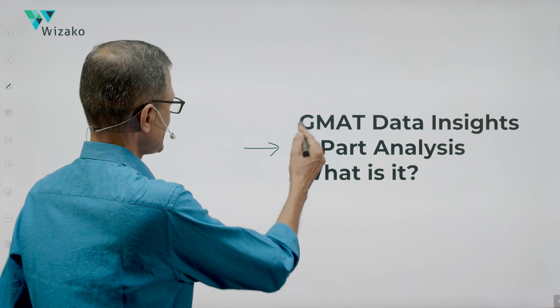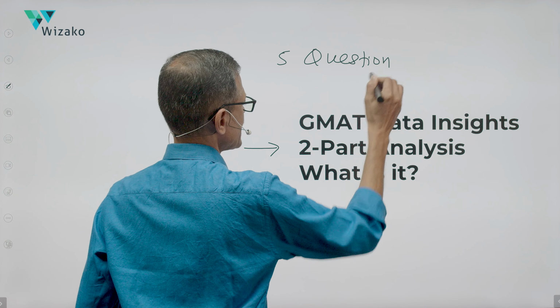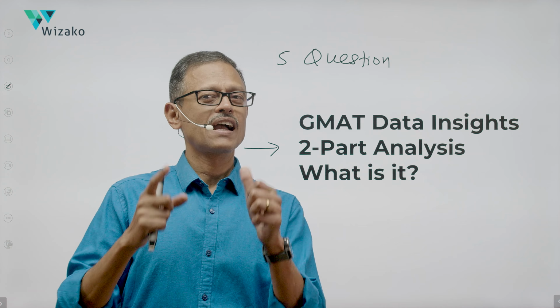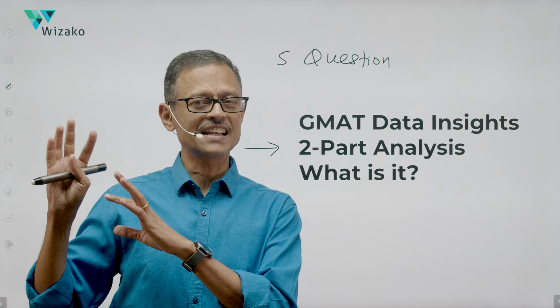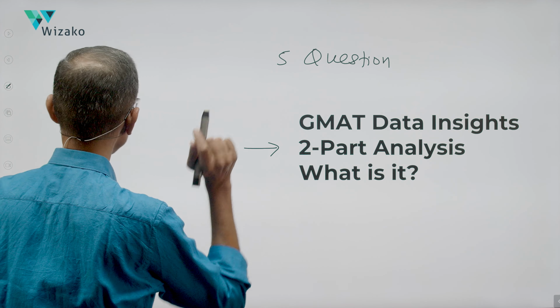Let's get started. Data Insights has five question types: table analysis, two-part analysis, graphical interpretation, multi-source reasoning, and data sufficiency, which used to be a part of the quantitative reasoning section in the classic edition. Now it's a part of the DI section. Without much ado, let's get into two-part analysis.